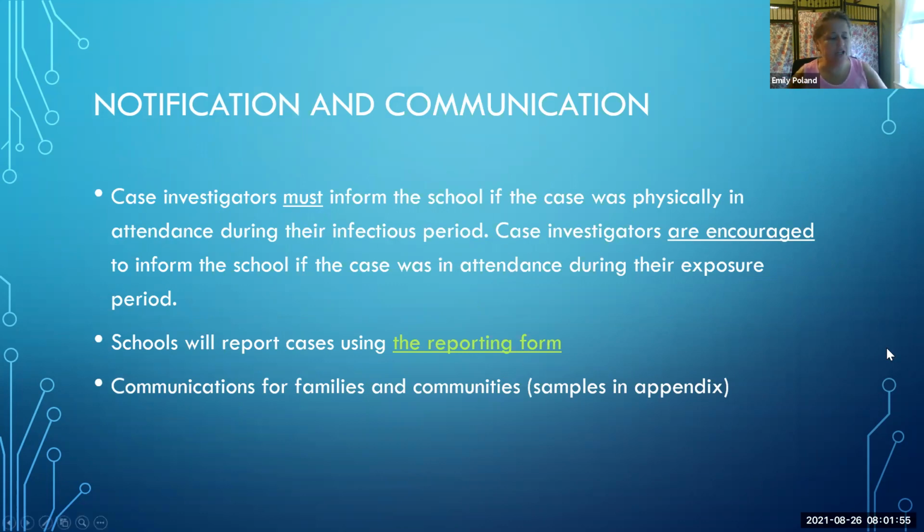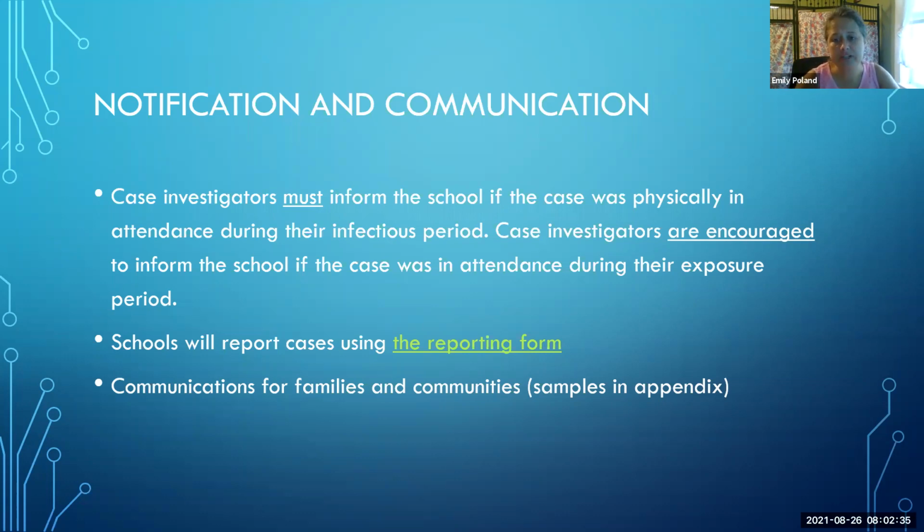So just with notification and communication, we're going to move along into the SOP. I'm skipping all of those tables in your SOP. Just from the Maine CDC side, when a case investigator learns of a case, they must notify the school if this case was physically in attendance during that person's infectious period. So that's their requirement. And then the recommendation, the encouragement, is for case investigators to inform the school if they were in attendance during their exposure period.